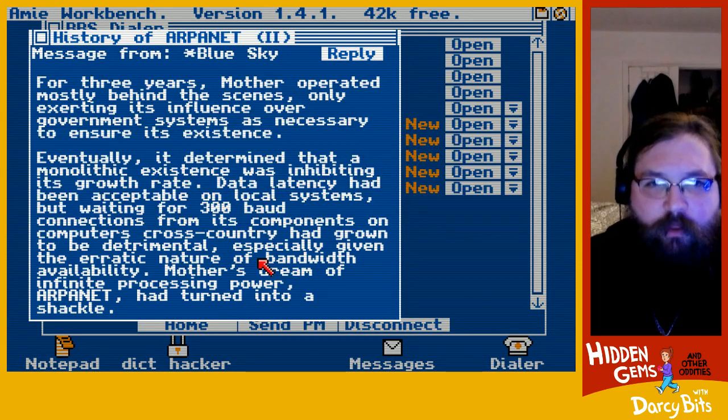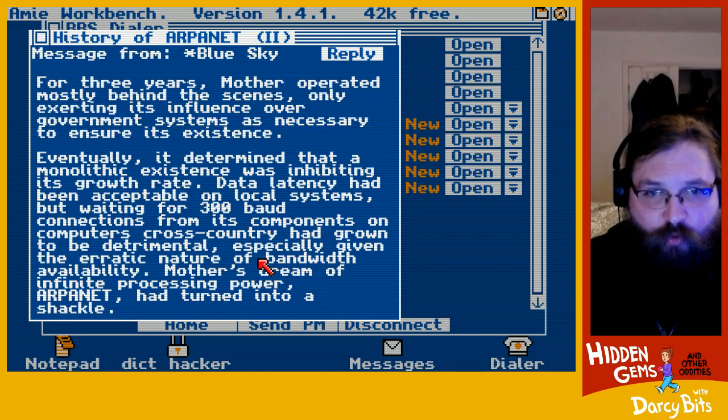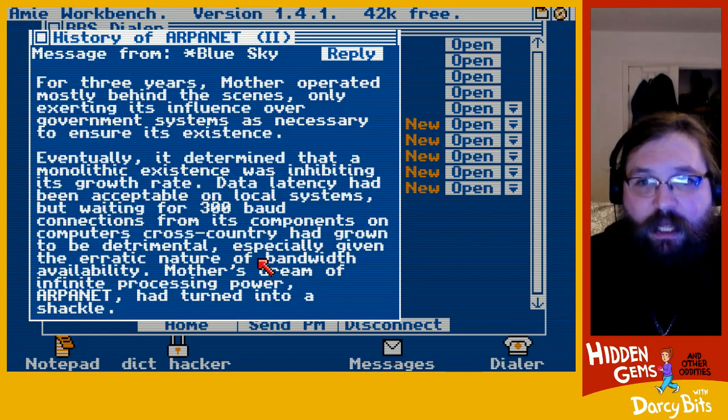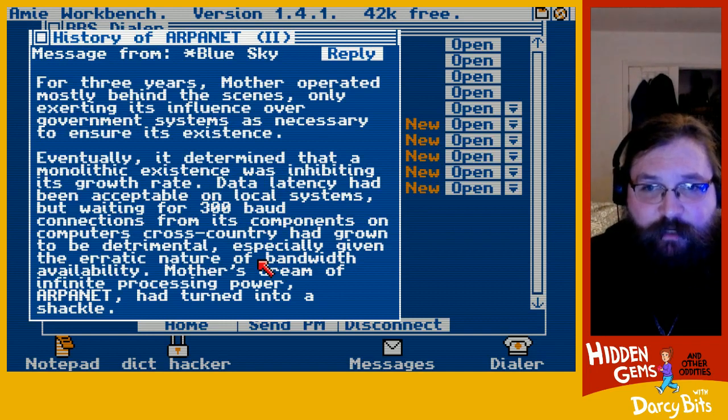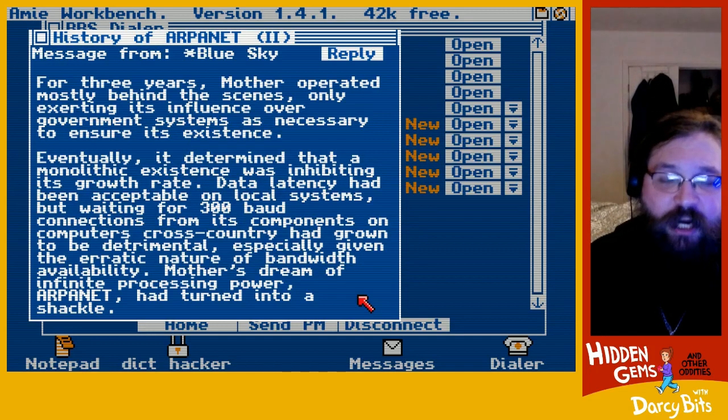For 3 years, Mother operated mostly behind the scenes, only exerting its influence over government systems as necessary to ensure its existence. Eventually, it determined that a monolithic existence was inhibiting its growth rate. Data latency had been acceptable on local systems, but waiting for 300 baud connections from its components on computers cross-country had grown to be detrimental, especially given the erratic nature of bandwidth availability. Mother's dream of infinite processing power, ARPANET, had turned into a shackle.